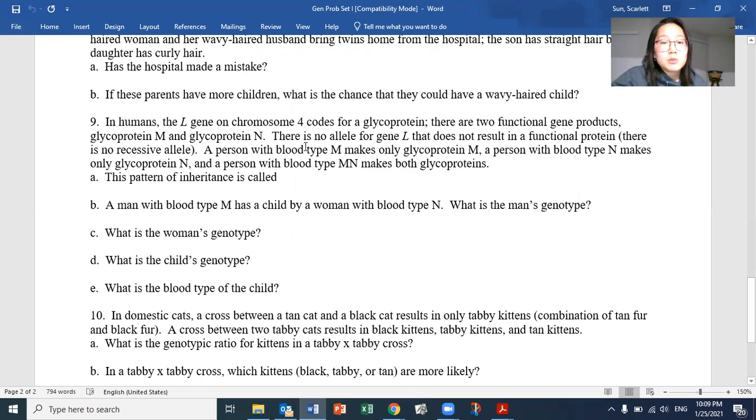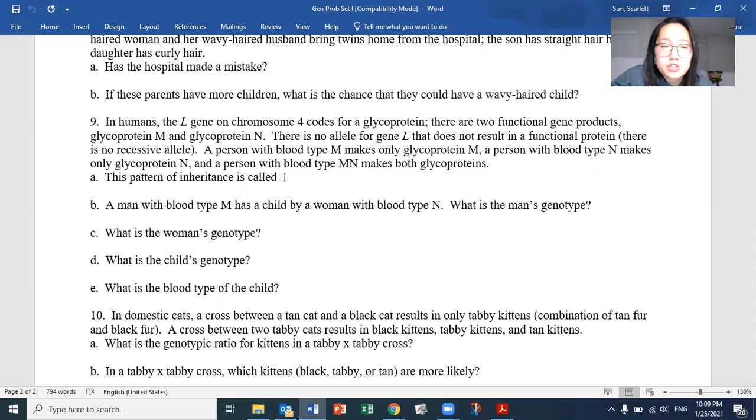Okay, a person with blood type M makes only glycoprotein M. A person with blood type N makes only glycoprotein N. And a person with blood type MN makes both glycoproteins. So this is an example where both are showing. And if both are showing, then this pattern of inheritance is called codominance. Okay. In part B, a man with blood type M has a child by a woman with blood type N.